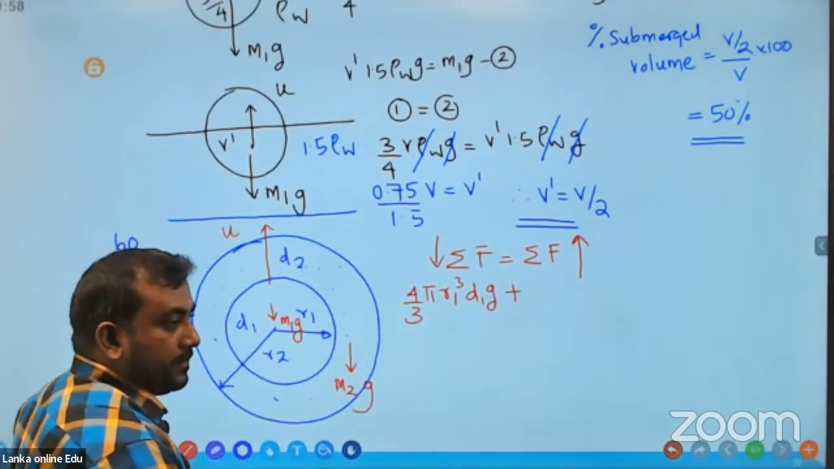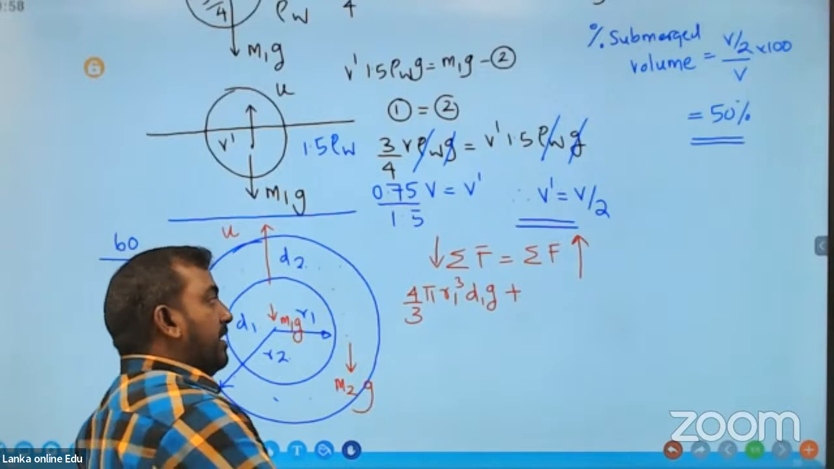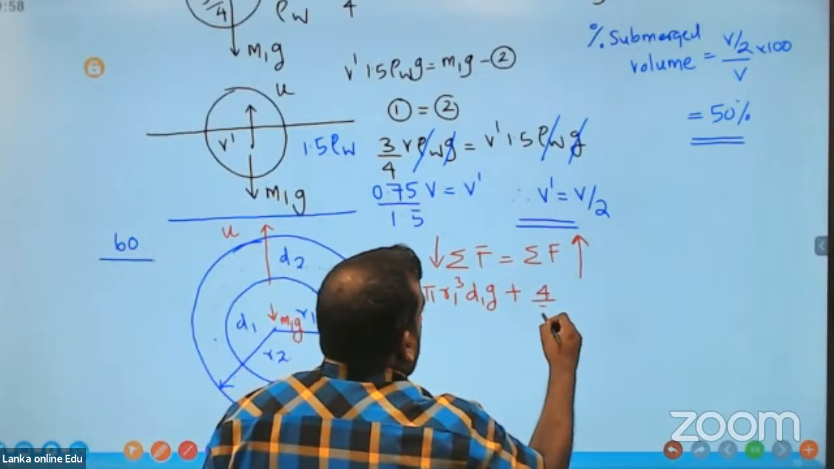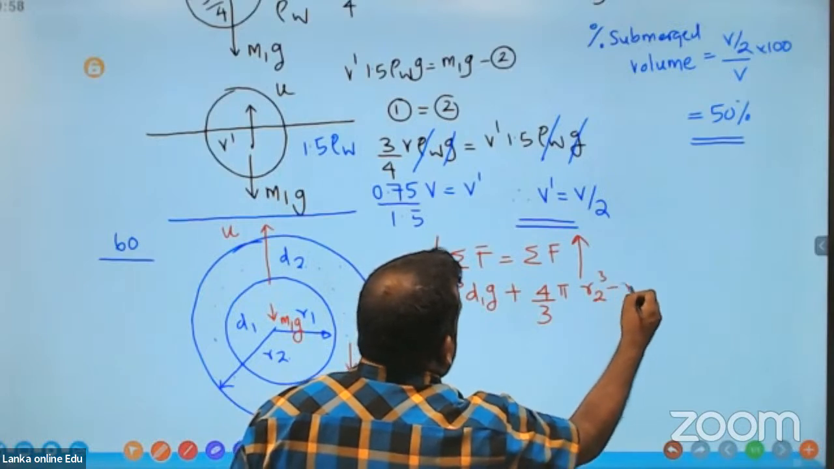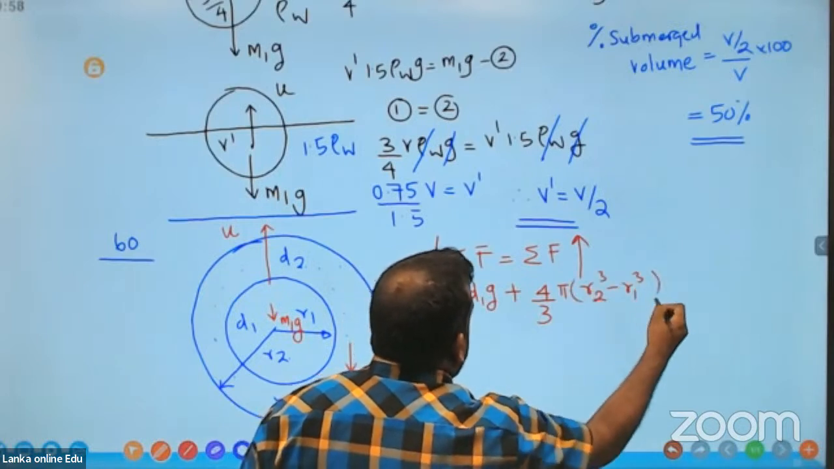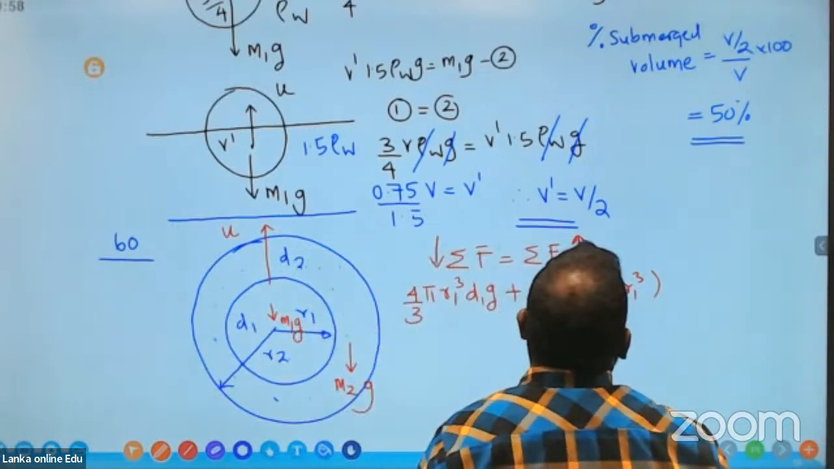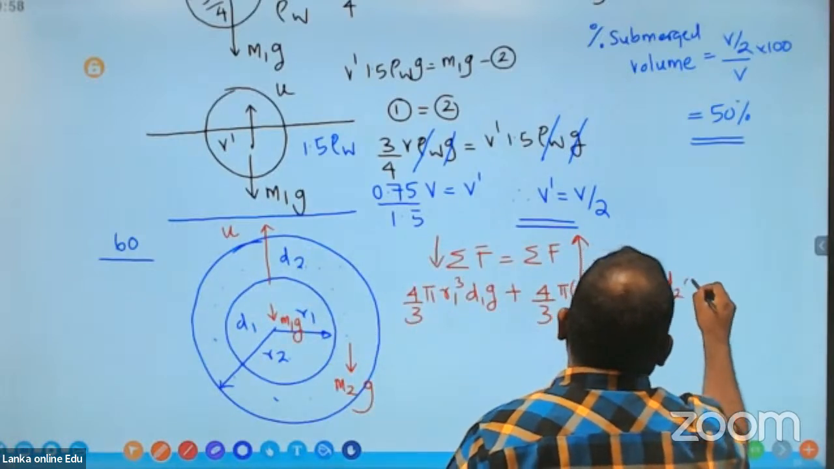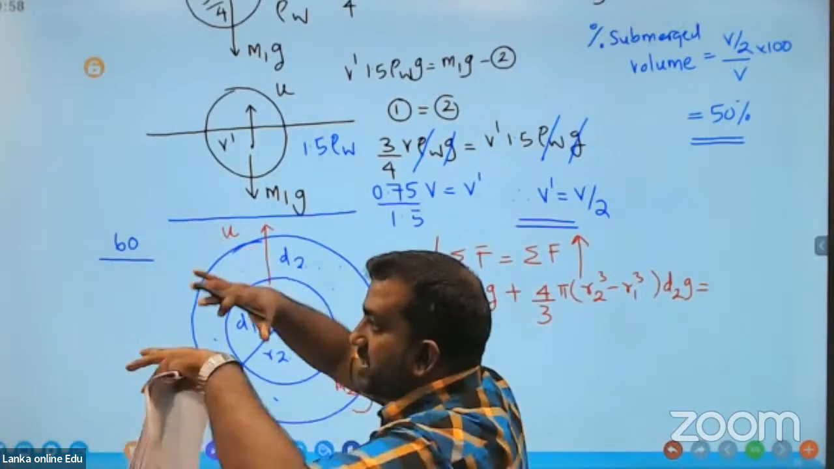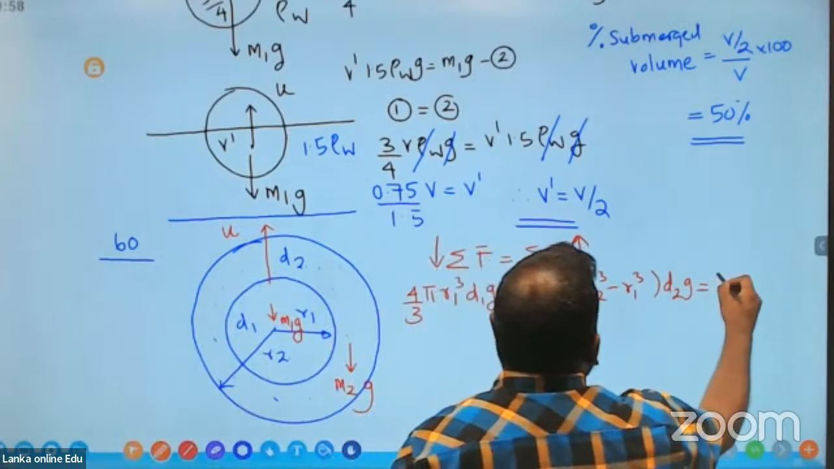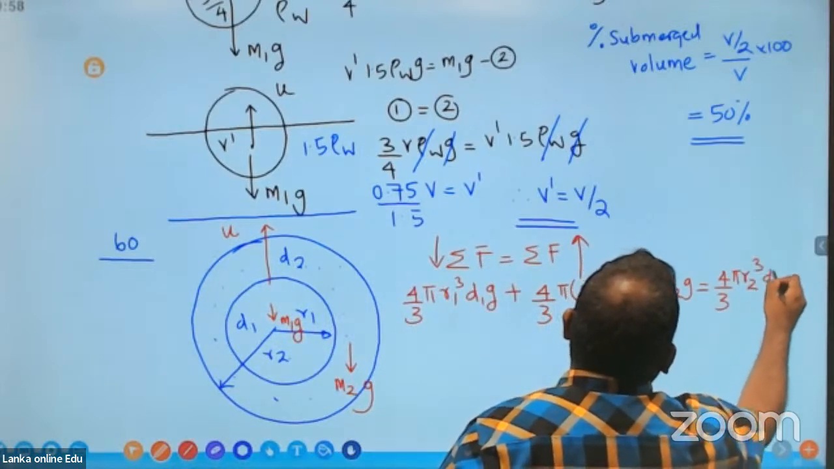Composite part. What is the volume of this section? O-level geometry. 4/3 pi (R2 cube minus R1 cube): bigger volume minus smaller volume, into density d2 into g. What is touching the whole object? Whole volume is submerged. 4 over 3 pi R2 cube into d3 g.